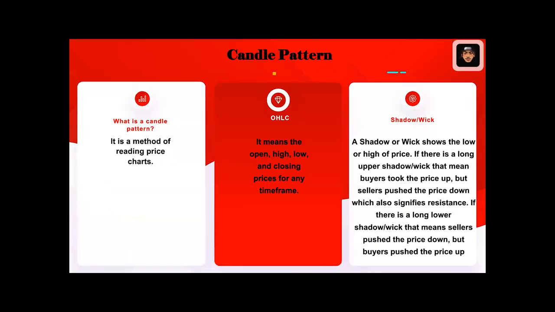So, candlestick refresher, just in case people are watching this and they don't know too much about candlesticks. What is a candle pattern? It is a method of reading price charts. OHLC means open, high, low, close, or basically closing prices for any time frame. A shadow or wick shows the low or high price. If there is a long upper shadow wick, that means buyers took the price up, but sellers pushed the price down, which also signifies resistance. If there is a long lower shadow slash wick, that means sellers pushed the price down, but buyers pushed the price back up.